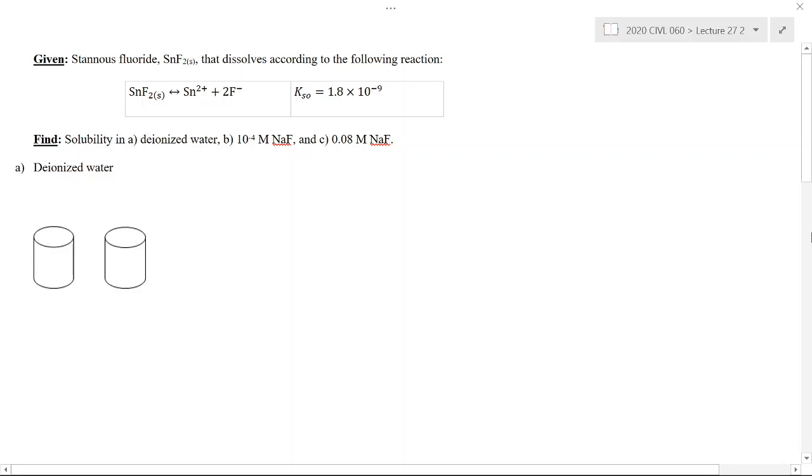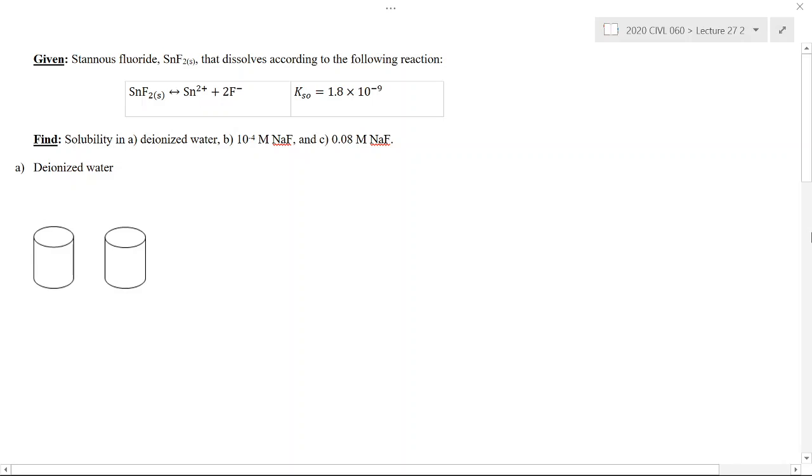In this video, I'm going to go over an example of precipitation using stannous fluoride as an example. We have stannous fluoride dissolving into water, and I've shown the reaction for that. So the precipitation dissolution reaction, where stannous fluoride dissolves into stannous and fluoride ions. And I have the equilibrium constant, the KSO value, identified at the top.